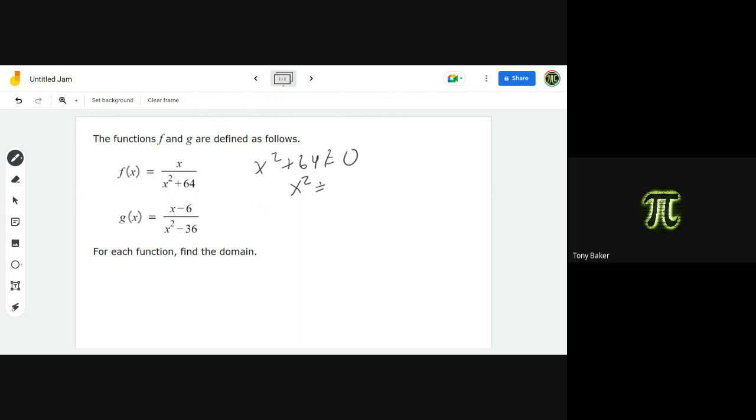So I have x squared does not equal negative 64. Now, if I did the square root of that, can that ever exist? No. So this one actually is all real numbers. I think Alex wants you to do this in interval notation. It does. So you'd write this as negative infinity to infinity. That's how you'd write the domain for this one.